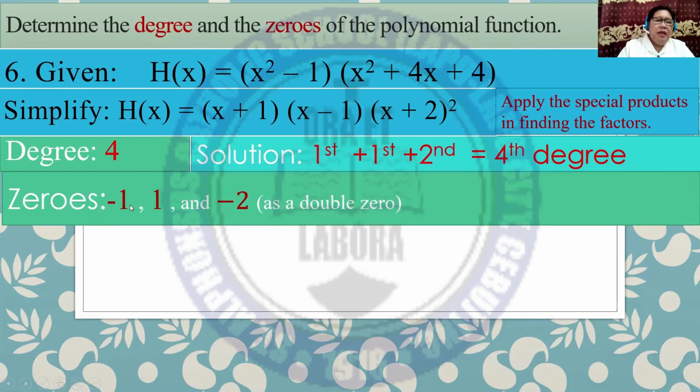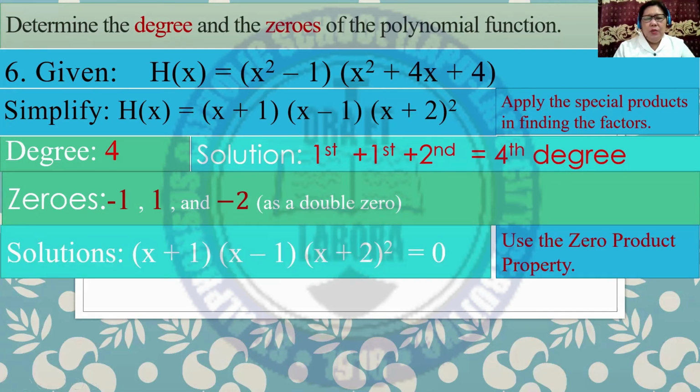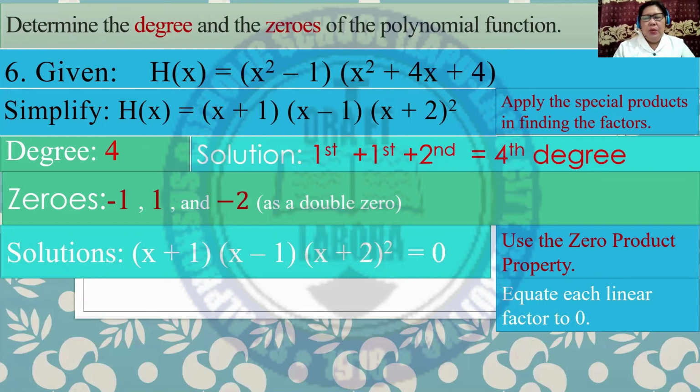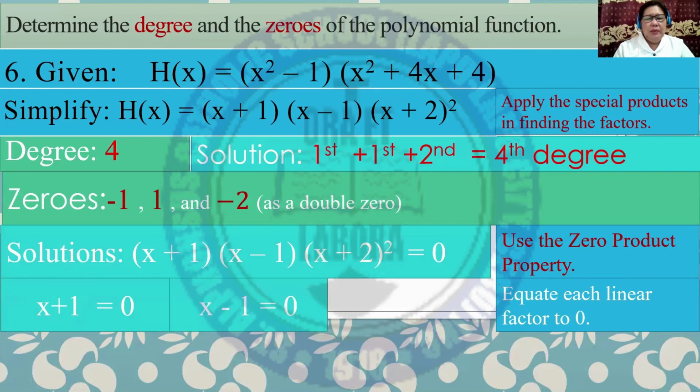The zeros are negative 1, 1, and negative 2. And negative 2, a double zero, or multiplicity 2. For the solutions, we have to use the zero product property. So equate each linear factor to 0. Then we have x plus 1, equate this to 0. X minus 1, equate to 0. And x plus 2, equate to 0.